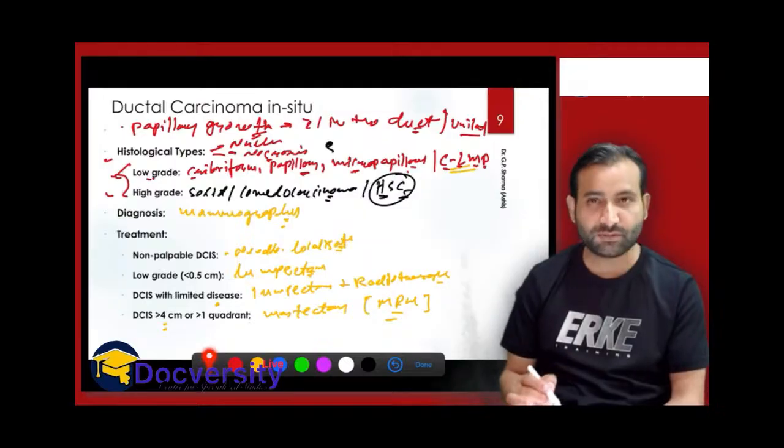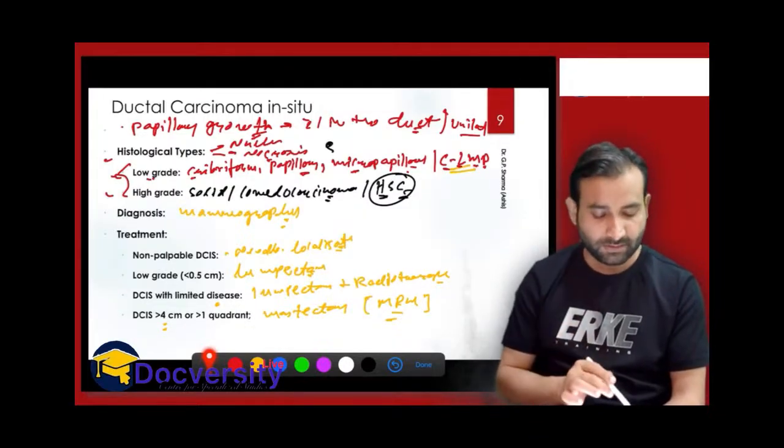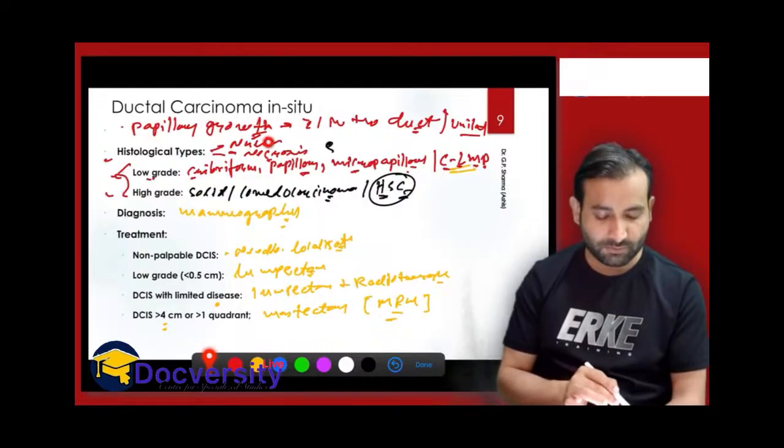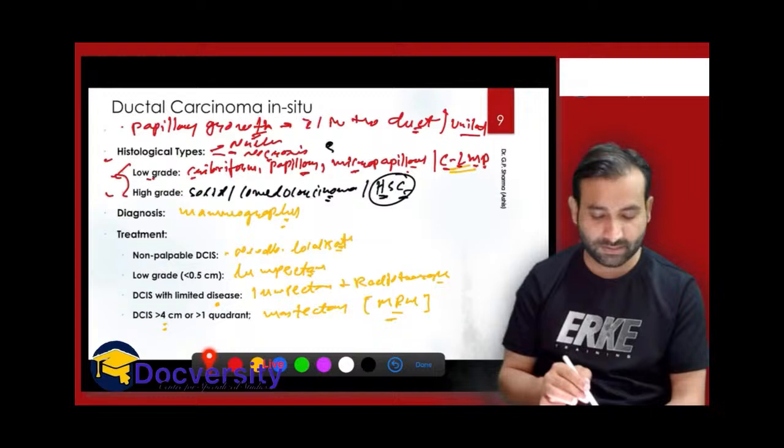So this is ductal carcinoma in situ. Remember, it's a papillary growth, and it involves only the lumen, right? And histologically we divide it into two types, low grade or high grade, according to what? The nucleus, the pattern of nucleus, and then the pattern of necrosis present within the mass, right? So we divide this into low grade or high grade.